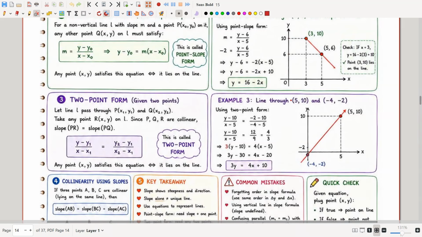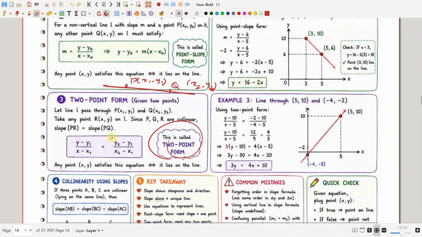Okay. Now, if we are given 2 points, so if a line L is passing through 2 points P and Q, such that P has coordinates x1 comma y1 and Q has coordinates x2 comma y2, we can use the 2-point slope formula: y minus y1 divided by x minus x1 is equal to y2 minus y1 divided by x2 minus x1. This is the 2-point formula used to find the equation of a line with 2 points passing through it.